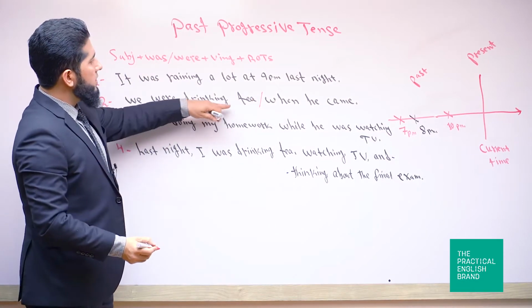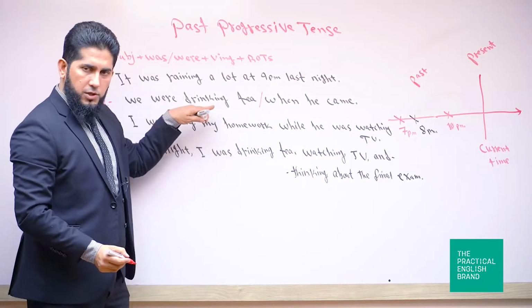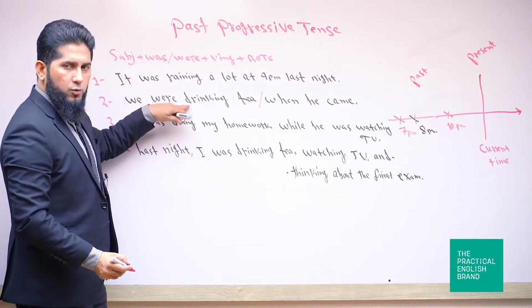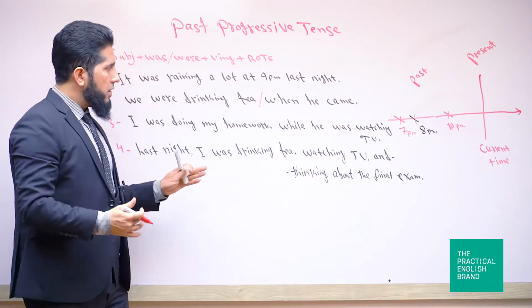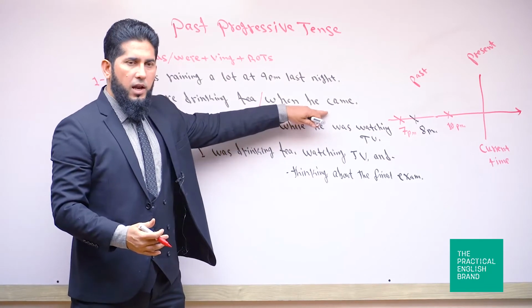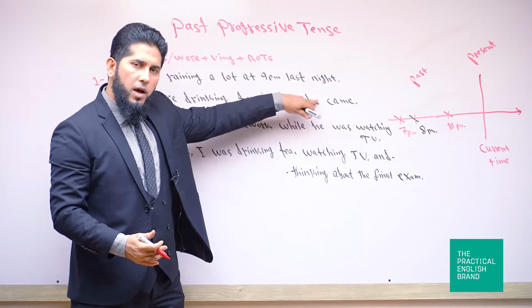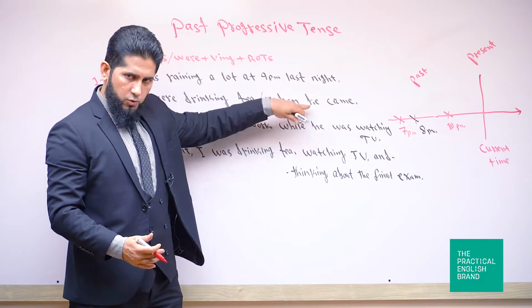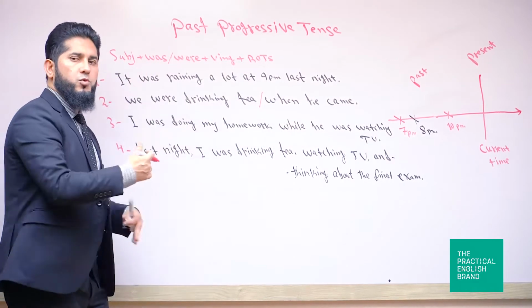We were drinking tea when he came. In this sentence, we talk about two actions. How many actions? Two actions. So the first action of drinking tea was in progress in the past at a specific time. And the other action in the time clause happened when he came. And somehow this action, which is in simple past tense, when he came, interrupted the first action in past continuous tense, which was in progress.